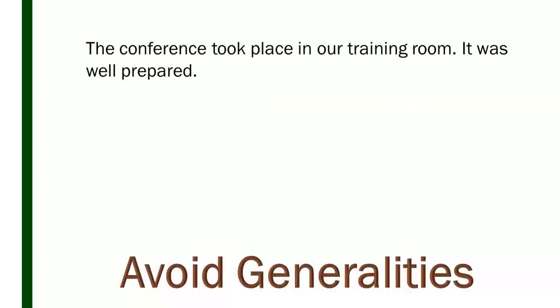Next, avoid generalities. The first sentence, the conference took place in our training room. It was well prepared. Now, nothing wrong with this. Oftentimes we will not see there's an error in this example, except what does it stand for? We have our second sentence in this example, it was well prepared. Is it referring to the conference that was well prepared or our training room that was well prepared for the conference?